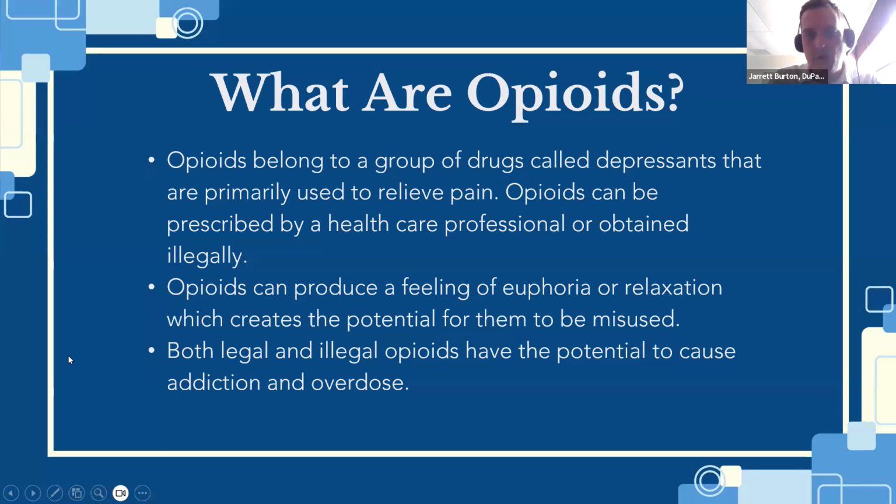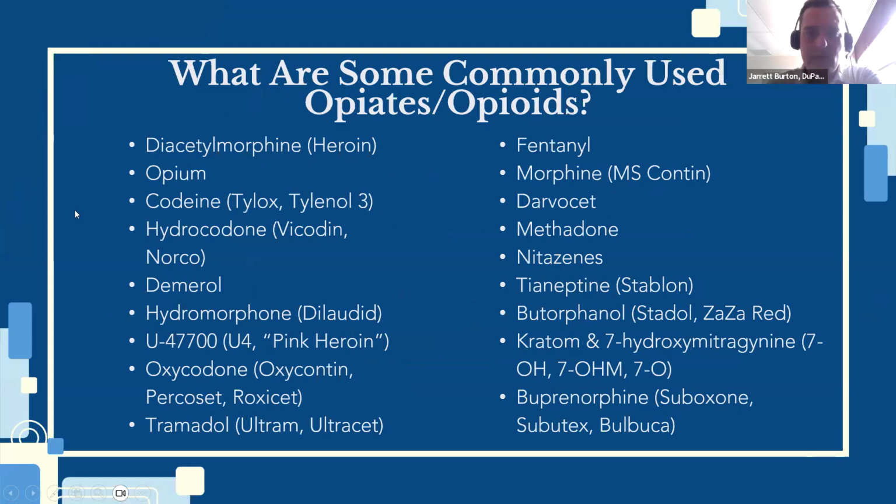First thing, it's important to note what opioids are, because these are the substances that we will be reversing from an overdose. Opioids belong to a group of drugs that we call depressants. They're primarily used to relieve pain. They can be illicit or obtained through a healthcare professional. Opioids produce a feeling of euphoria and relaxation, and also create a very high potential for misuse. Both the legal and the illegal opioids have the potential to cause addiction and overdose. So it's not just about what people are finding on the street, it's also about what people are getting from their doctors.